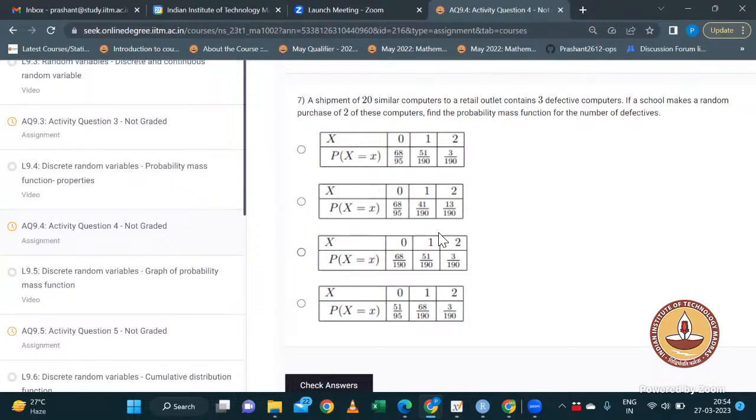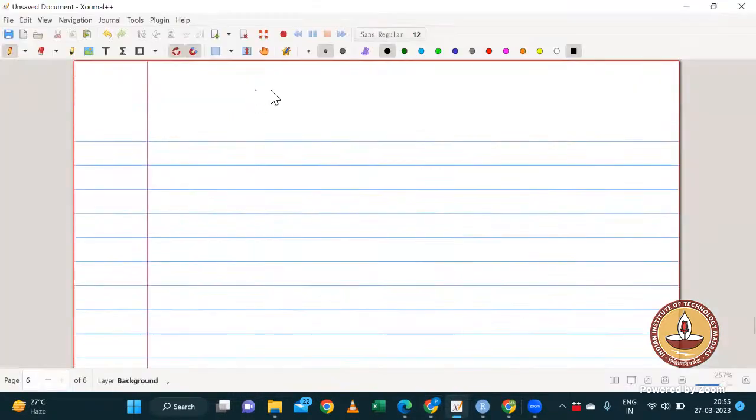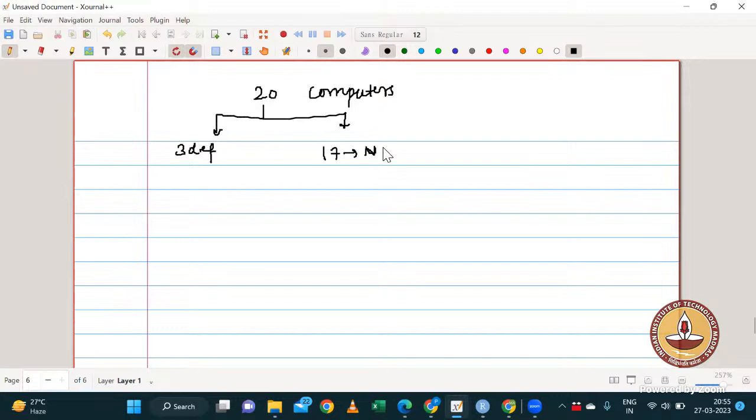Okay, let's do it by the concept. By the options we can see we have to find the probability mass function, right? Now, what are the things given in the question? Just write down all the things. It says a shipment of 20 similar computers to a retail outlet contains 3 defective computers. So out of these 20 computers, 3 are defective. That means 17 are non-defective. I'm writing non-defective as ND.